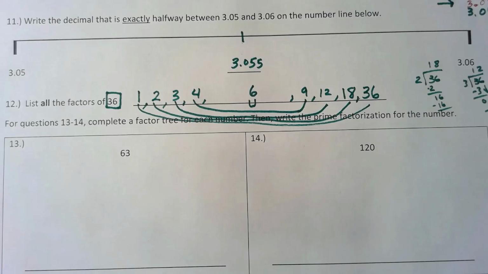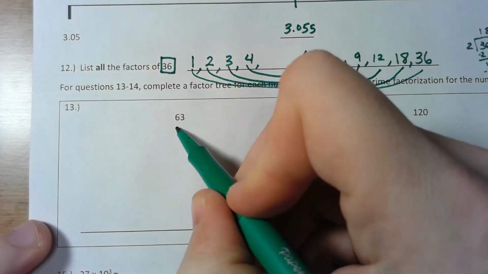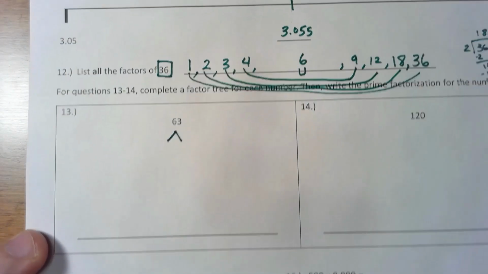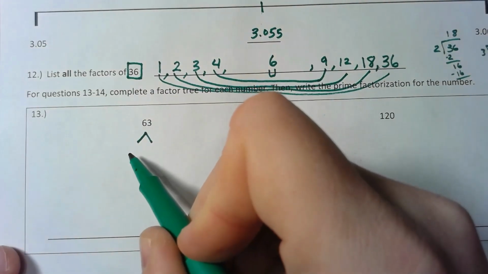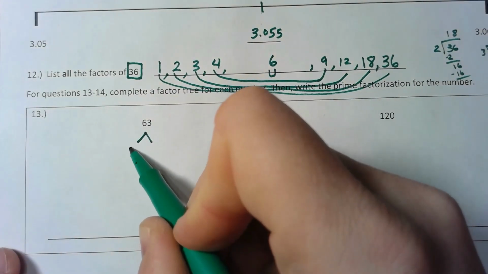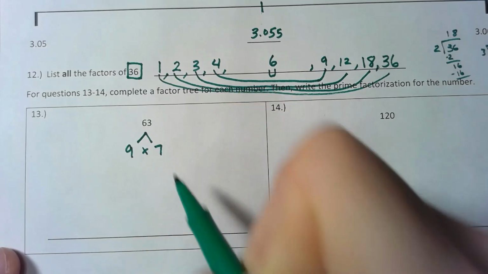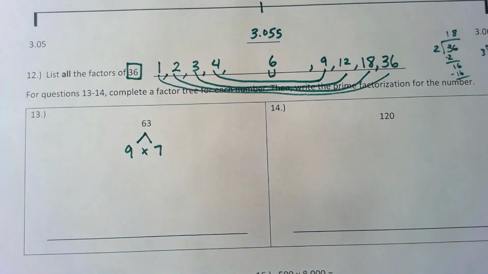Questions 13 and 14 say complete a factor tree for each number and then write the prime factorization for the number. So to do a factor tree, I'm going to split 63 up into two numbers that are factors of 63, and the ones that come off the top of my head are 9 times 7. You might have done 21 times 3. What you don't want to do is 63 times 1 because that's not going to help you, because then you're going to be right back to splitting up 63 again.